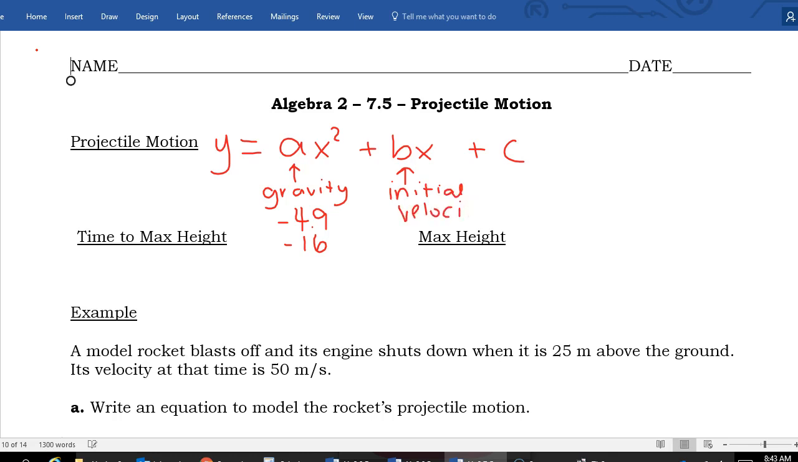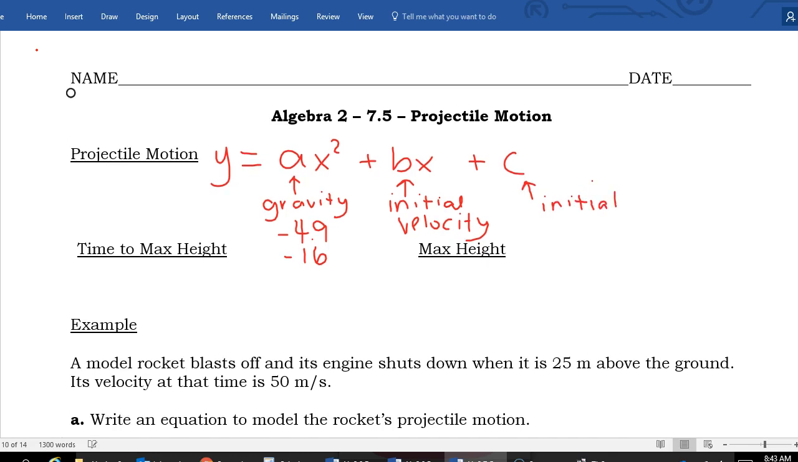So if we were to drop an item, gravity is still going to pull it down, so it's still going to have acceleration due to gravity, but its initial velocity would be 0 because it's just dropping. If we were to throw something or to launch something like a rocket, it's going to have a higher initial velocity. And then the c term is referring to the initial height of our launch. So if we were going to drop an item off of a building, it would be the height of the building. If we were going to launch a rocket, it would be the height that the rocket launches from, and so on.